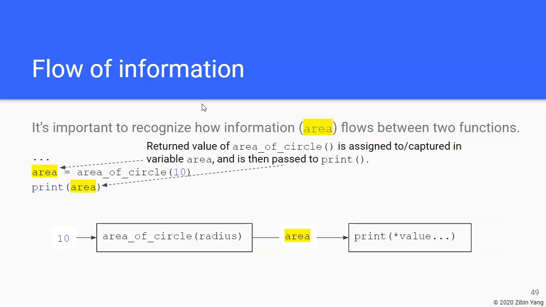It's worth repeating how the information, in this case the value of the area, flows between the two functions. The one that we wrote, area of a circle, returns a number, and that is assigned to a variable called area, and that variable area is then passed onto the next function call, which is print in this case, and print is the one that puts the value of area on the screen.